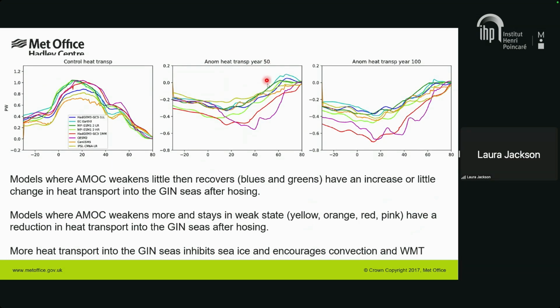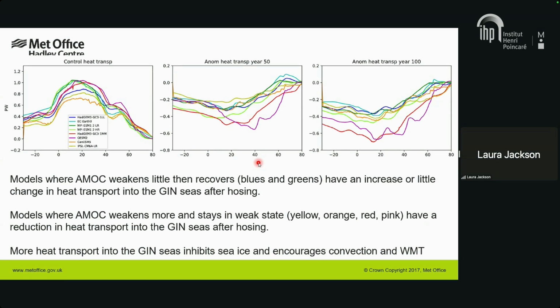However, if you look at high latitudes, you can see there are some models here after 50 years which actually have an increase in the heat transport. And after 100 years, they have maybe a slight increase, but certainly not much of a decrease compared to some of the other models. And these are all the models which you can see are the blue and green colours. And those are all the models where the AMOC weakens a little and then it recovers. And so they all have an increase or little change in heat transport into the GINs after hosing.